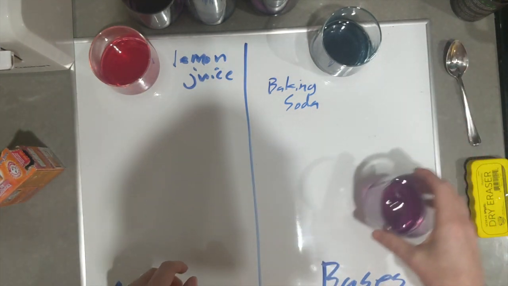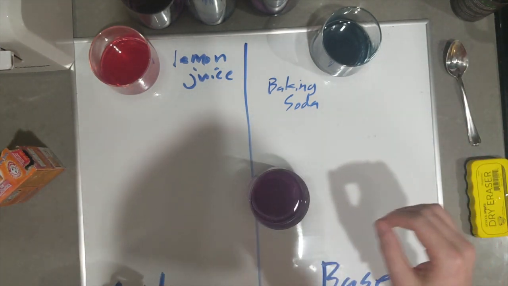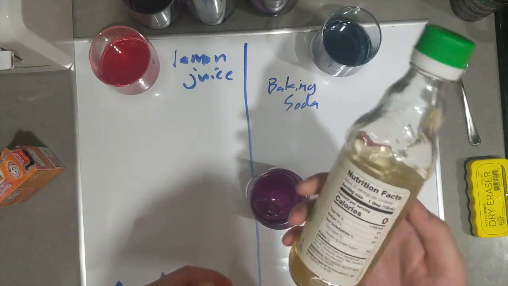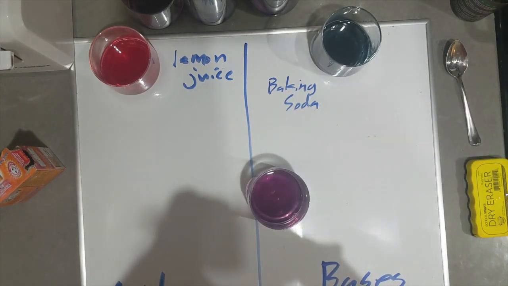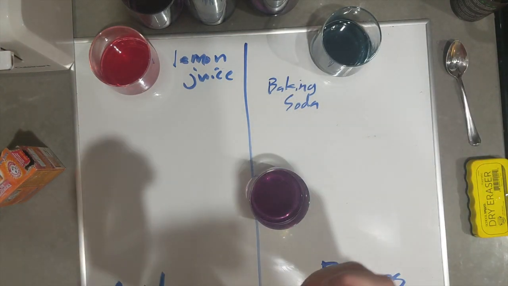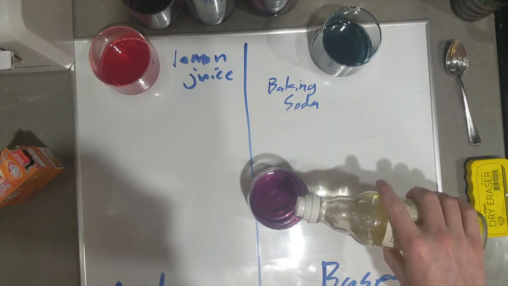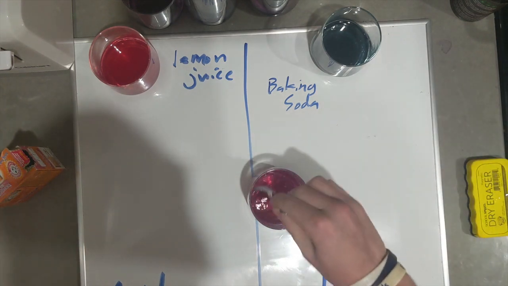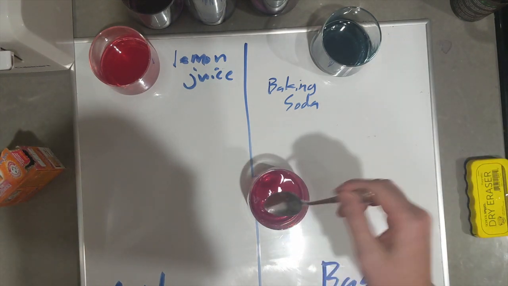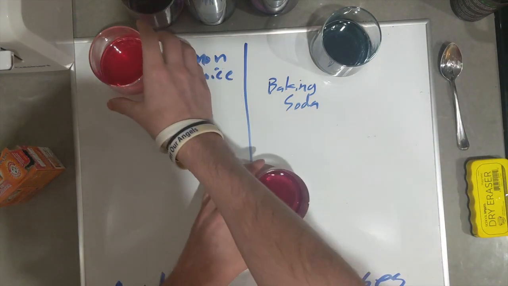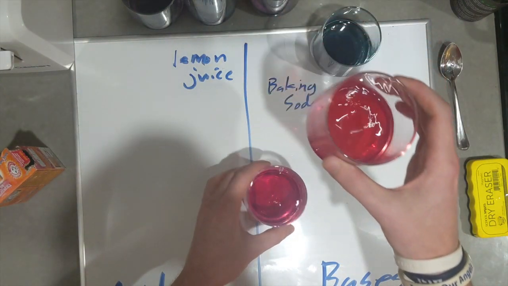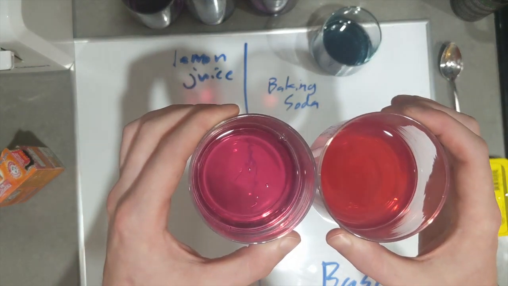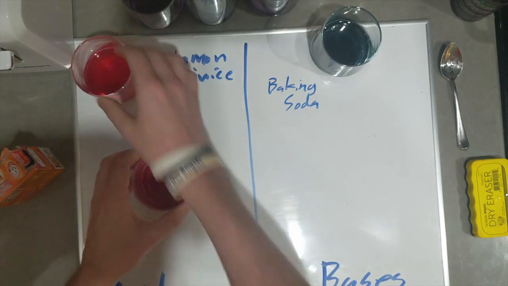All right, and let's do another one. How about vinegar? This is rice vinegar. Any kind of vinegar works fine. The main ingredient in vinegar is acetic acid. A little bit of vinegar. Look at that. So you'll see, here's my lemon juice, here's my vinegar. They're a little bit different. They're not exactly the same.